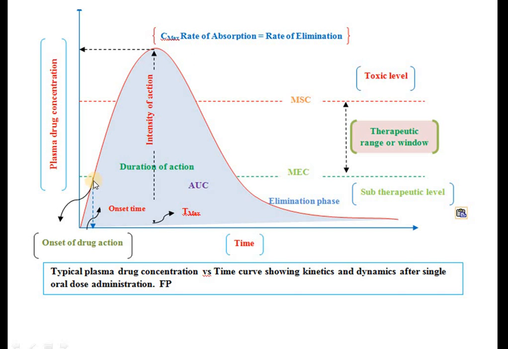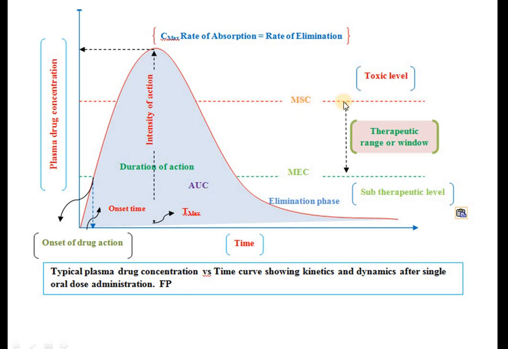Okay, or the point at which there is a minimum effective concentration of drug in the blood is known as the onset of drug action. And the time required to show the onset of drug action is nothing but the onset time. Okay, after that it will reach to a certain level, this red line, known as a maximum safe concentration or minimum toxic dose. It is also known as minimum toxic dose or maximum safe concentration.